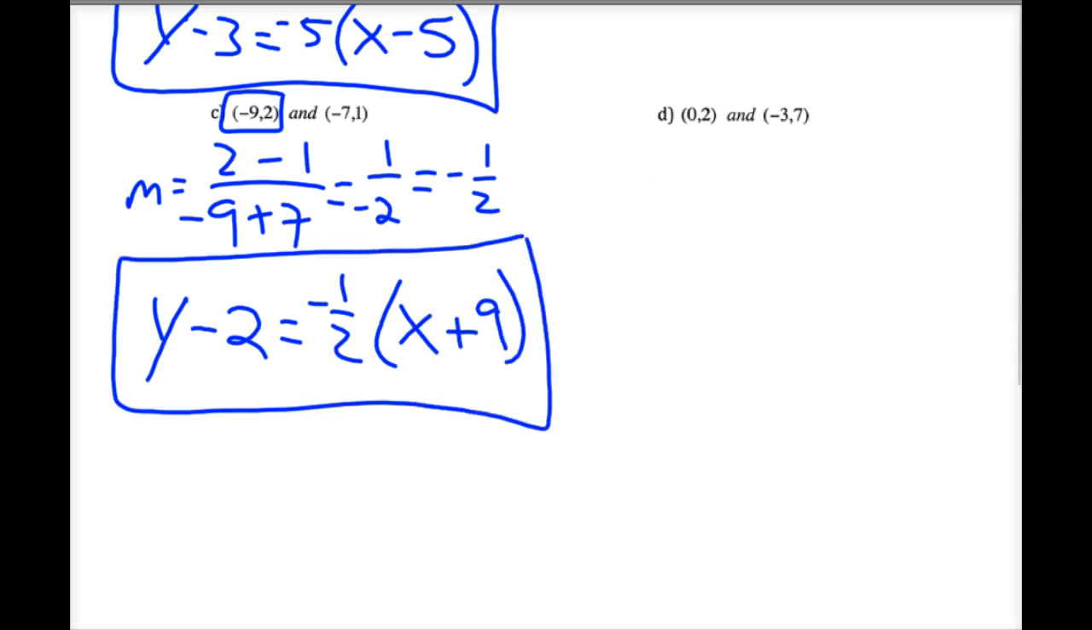You guys have point-slope form memorized? Yes. Kind of. All right.